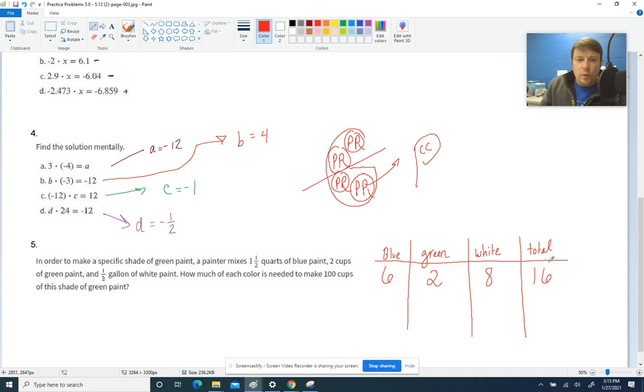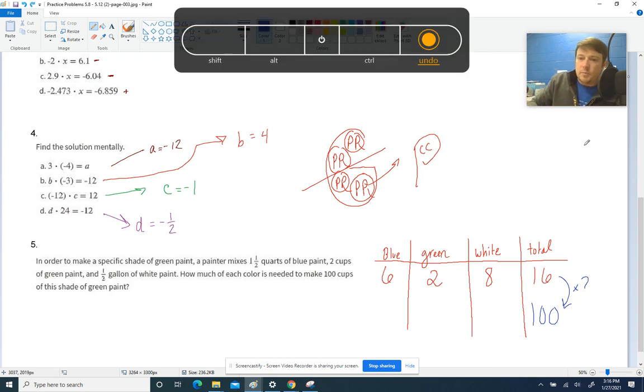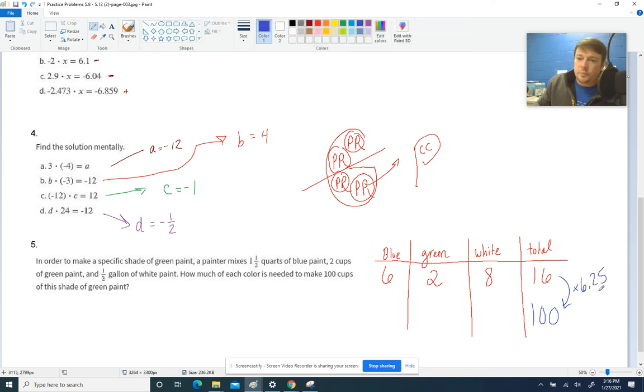Now, what we want to do is get this up to 100 cups, right? So we've got to multiply something to get this up to 100. So if I do 100 and I divide by 16, it's probably not going to be very pretty as a decimal. Oh, it's not bad. 6.25. So I divided these two and I got 6.25. That's what I can multiply by to get all of these, or 6 1/4. All right. So I'm going to do that for all of them.